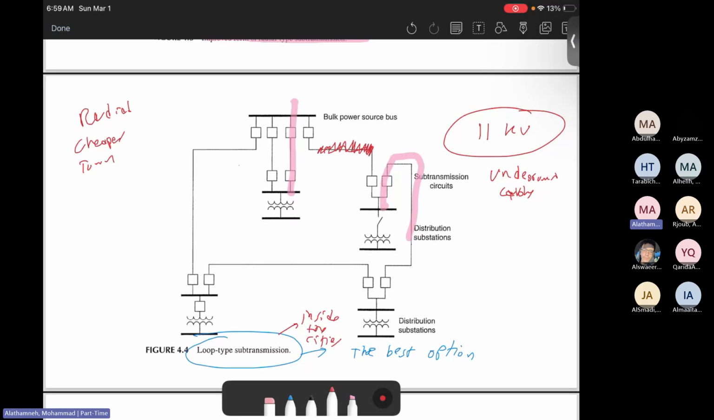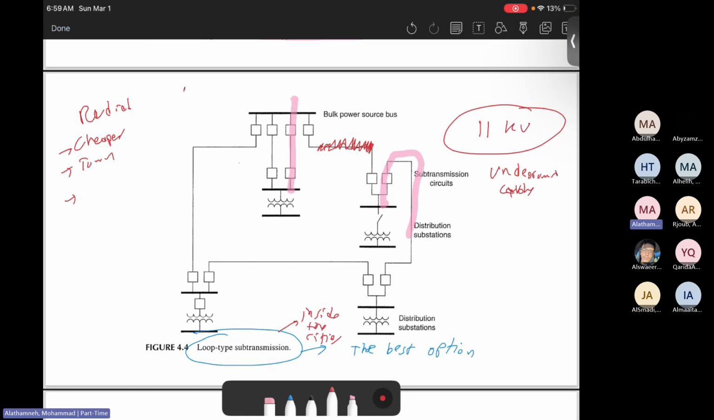Then the other thing, it has the ability to reduce the power. While when we talk about the loop, which is more expensive, inside the cities, but it's more reliable. More reliable. Okay, so those are the advantages of the loops over the radial.